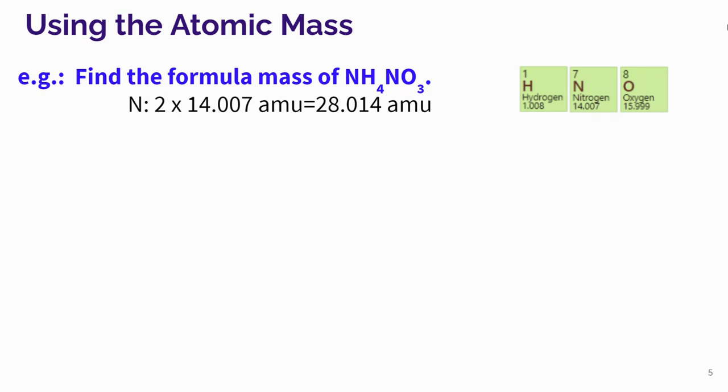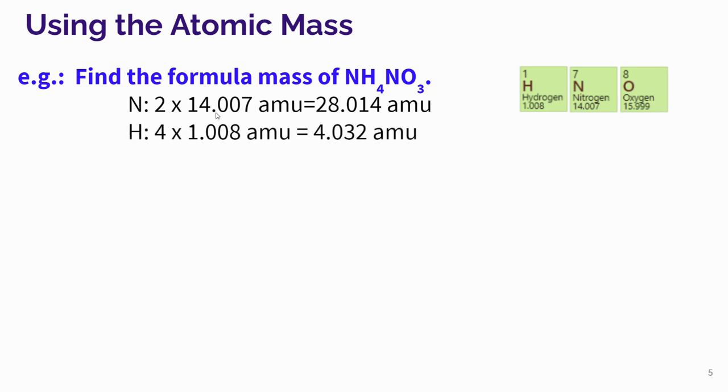So first, I would consider my nitrogen. And if I look carefully, I'll see that I actually have 2 nitrogens in this compound. And so I would multiply 2 times the atomic mass of nitrogen, which from the little block that I've pasted over to the right is 14.007. So when I multiply that, I get 28.014 atomic mass units.